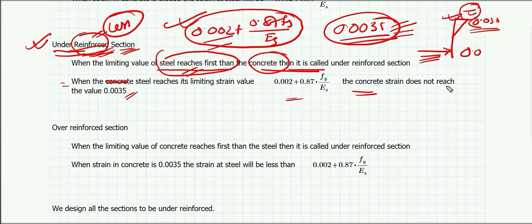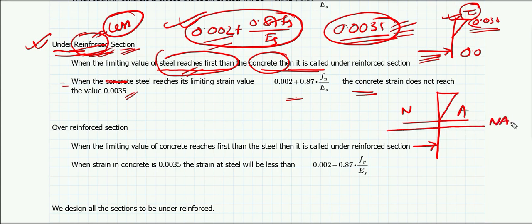0.0035. You can see that in case of an under reinforced section, we might have this kind of strain diagram or stress diagram. Here we will have the stress or the force in tension, and it has been found that the depth of neutral axis for an under reinforced section is actually found to be above the limiting depth of neutral axis.